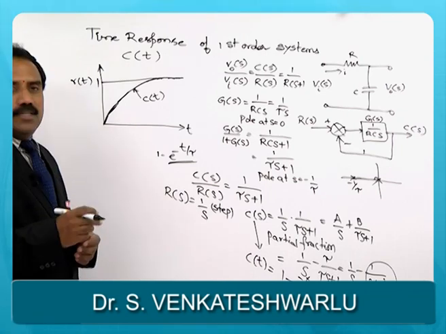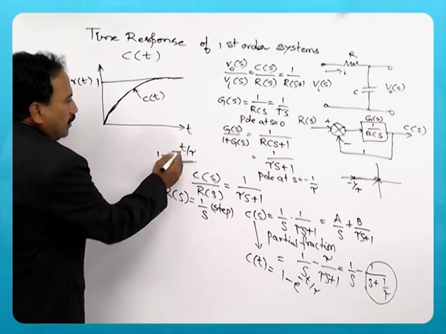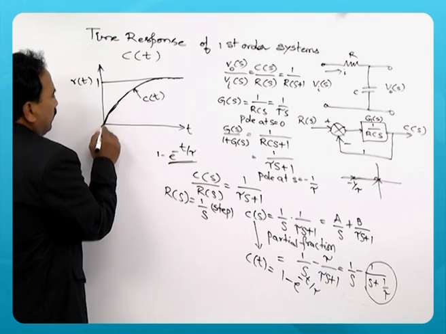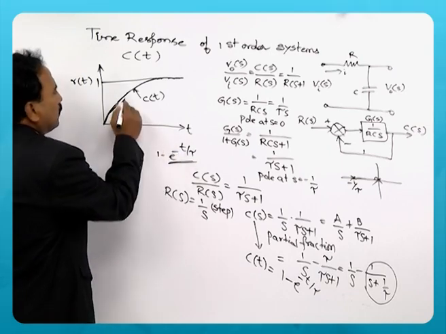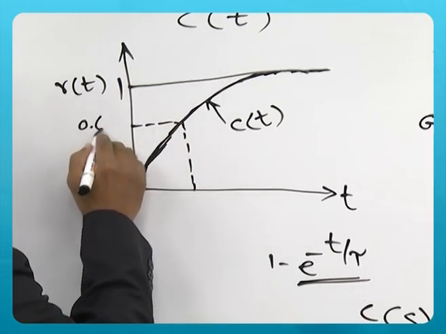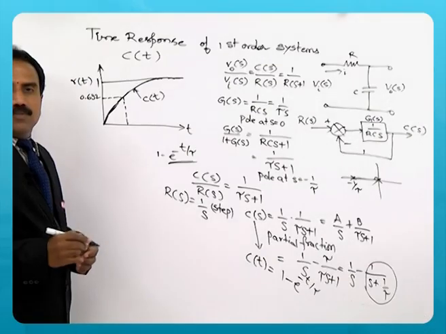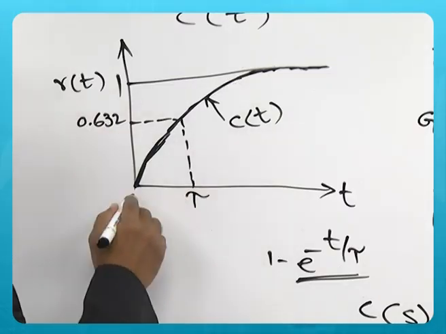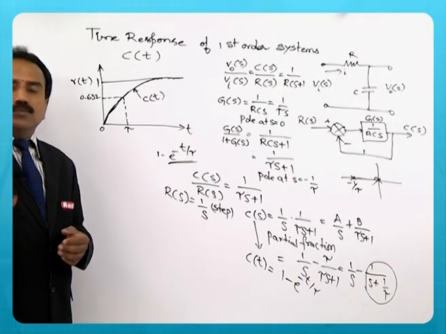Generally, if you see, at t equal to 0 it is here, and at t equal to tau you get 0.632.